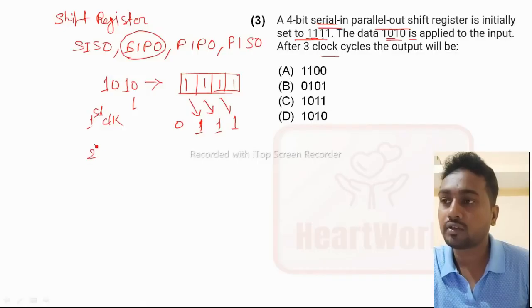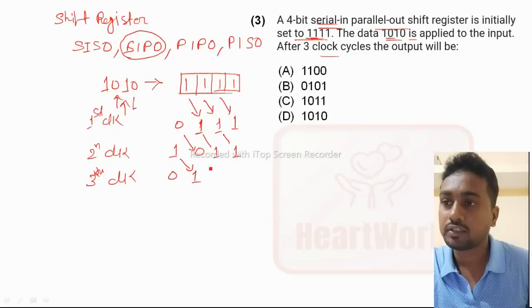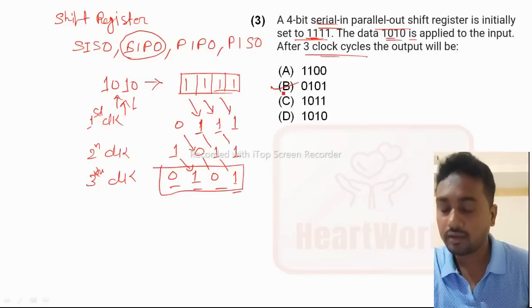After that, in the second clock cycle, this one will be initialized, then this 0 will come here, this one will come here, and this one will come here. Again in the third clock cycle, this 0 will come here, then this one will shift here, this 0 will shift here, and this one will shift here. So after the third clock cycle, the output will look like this, 0 1 0 1. So option B is the right answer.